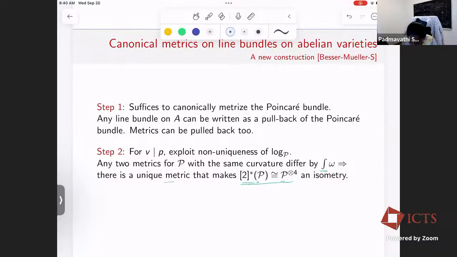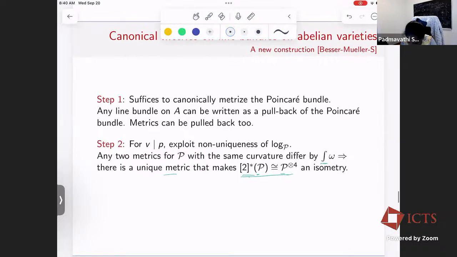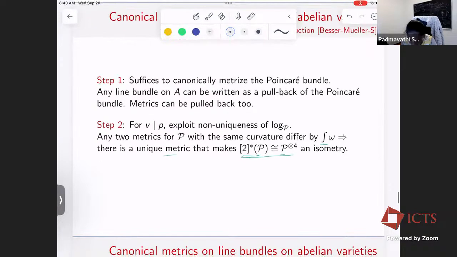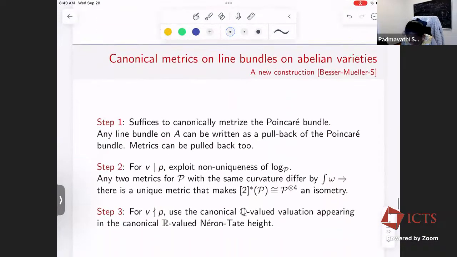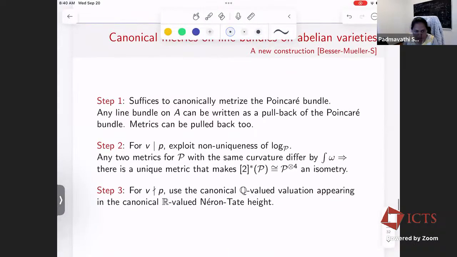There's a unique choice of metric, a unique choice of log function that makes this isomorphism an isometry. So that's how you pin down the canonical metric at places dividing P. And for now, just to describe a construction for places away from P, I'm going to cheat and use the contribution to the Néron-Tate height at places away from P. So there is a canonical Q-valued valuation already floating around, one where this isomorphism is an isometry. That's the local contribution that shows up in the canonical Néron-Tate height.